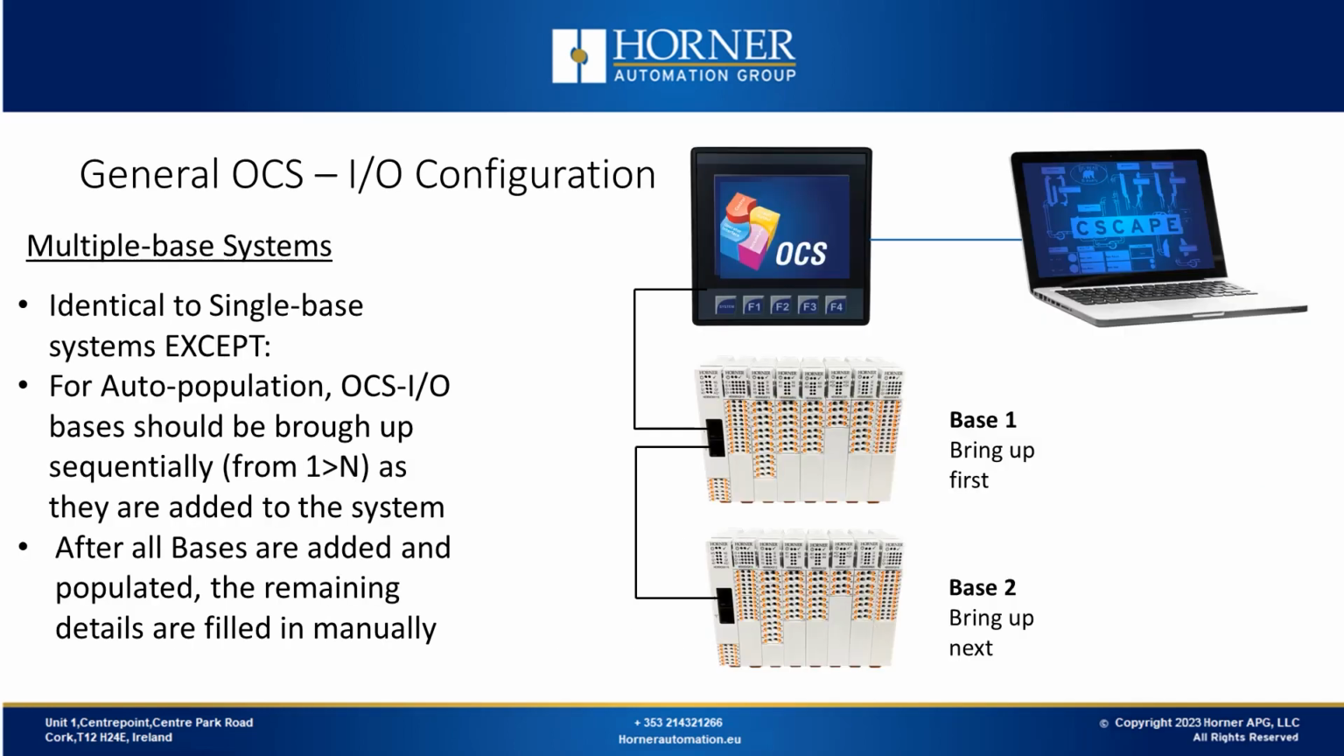Multiple base systems are very similar to single base systems. The only real difference is that with a multi-base system, if you want to use auto-population, then you will bring up one base at a time, starting with the base that you want to be considered the first base, usually base 1. So you'll get your Cscape talking to your OCS controller. It will be connected to the first base, and you'll effectively add your base and auto-populate that base. Once that's done, you'll add the next base and auto-populate that one too. When you're done adding your last base, then you go back and fill in those details. So the only difference is that you bring up one base at a time in the order in which you want them to be numbered.